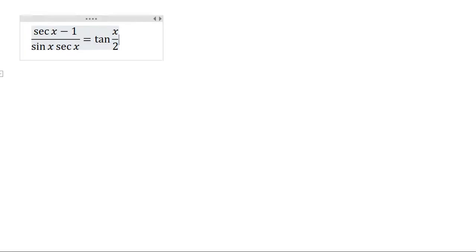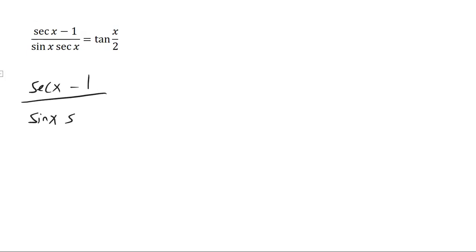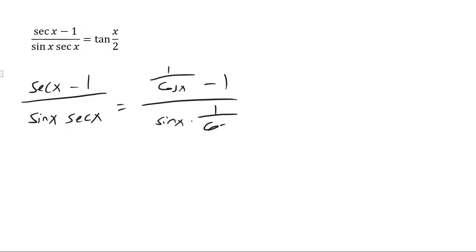Secant x minus 1 over sine x secant x is tangent of x over 2. Which side do we want to start with? Maybe let's start with the left-hand side once again. So secant x minus 1 over sine x secant x. Maybe let's change everything in terms of sine and cosine. So secant is 1 over cosine. Sine we leave alone, and then secant is 1 over cosine once again.